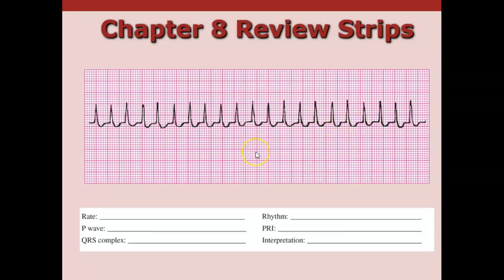Rhythm looks to be pretty regular. It's all squashed together quite well. Our P waves are going to be hidden down in here in these T waves. Our QRS is within normal limits. So we have a heart rate greater than 151. And we're looking at SVT, at supraventricular tachycardia. And we'll look at one more.